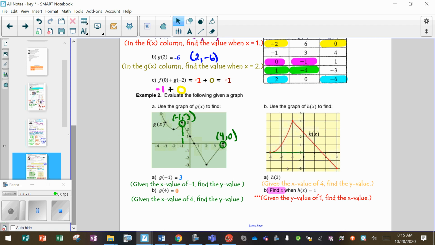So for question A, they want to know what is the y value when x is 3. Oops, that should say 3. So when x is 3, 1, 2, 3, when x is 3, go down and see a y value of negative 2.